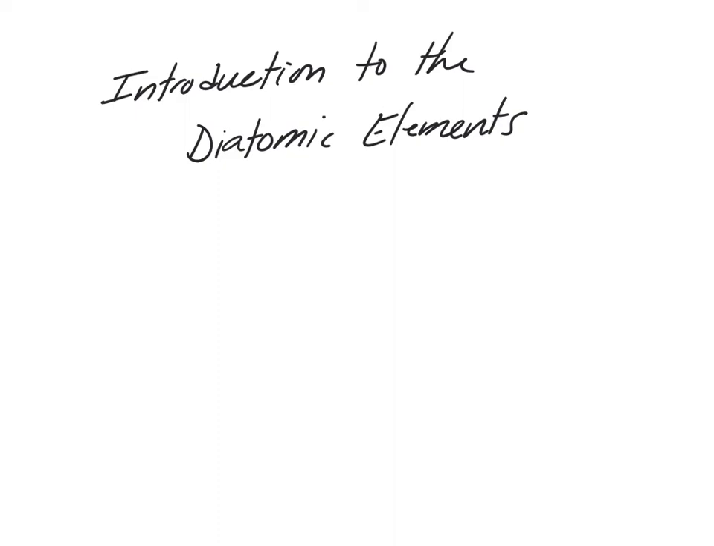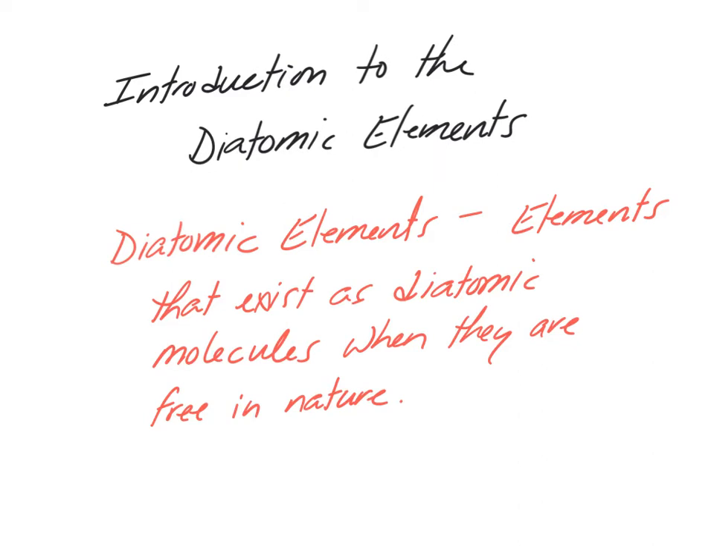Hi everyone. We are about to start Unit 7, and in Unit 7 we're going to be working with chemical equations. But before we do that, we really need to talk about the diatomic elements. So what are diatomic elements? They are elements that, when found in nature, exist as diatomic molecules.